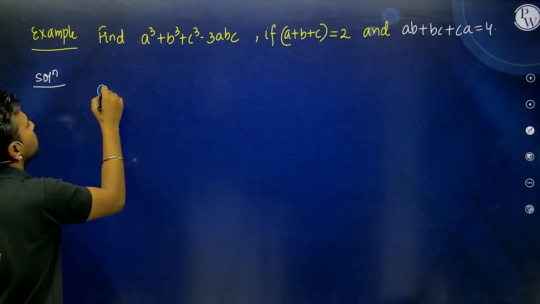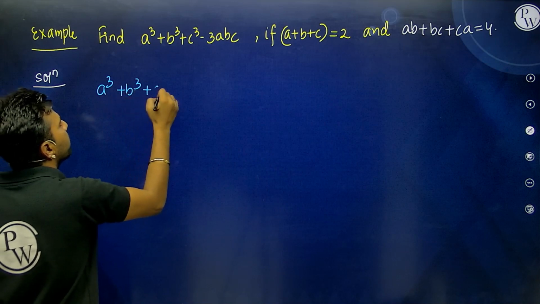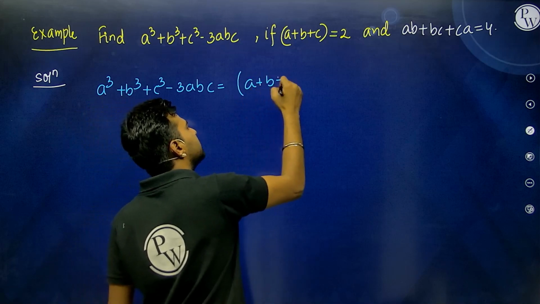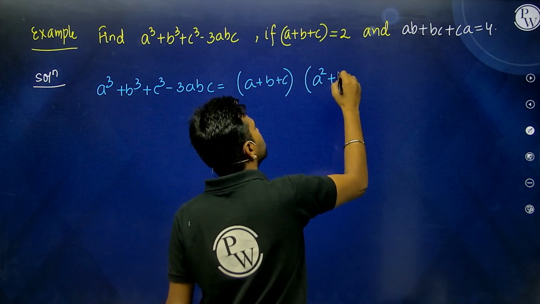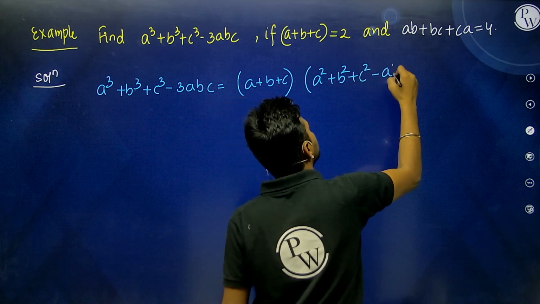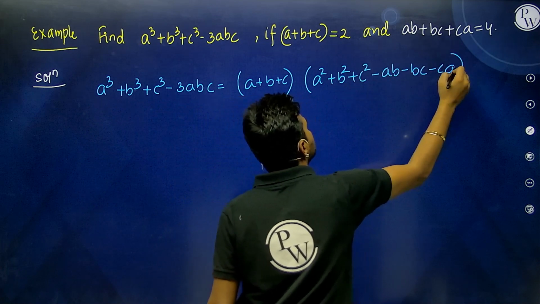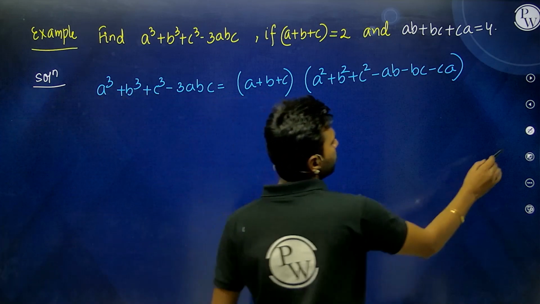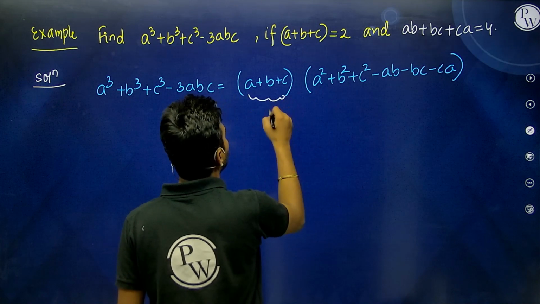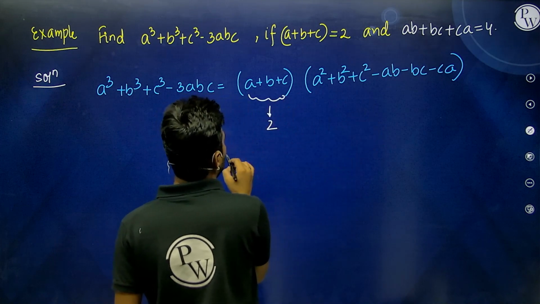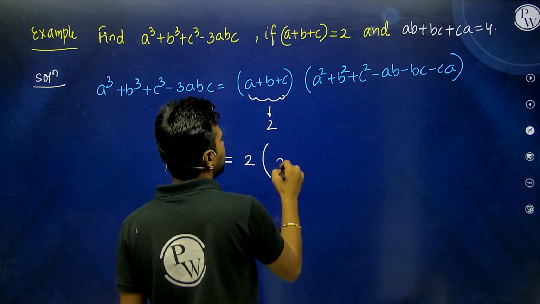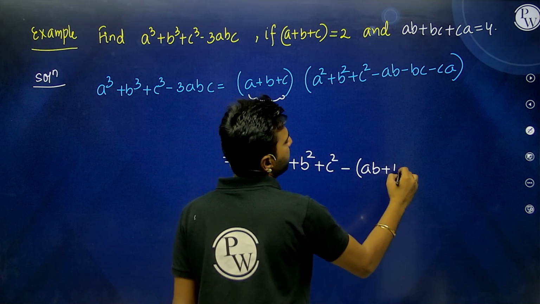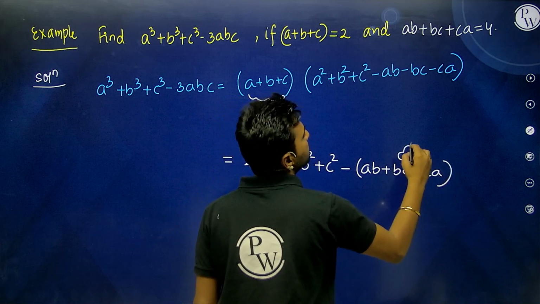So we know the formula in which this particular term comes, that this thing is equal to a plus b plus c times a square plus b square plus c square minus ab minus bc minus ca, kids. Now a plus b plus c I am having, sir. I said okay, this is equal to 2. ab plus bc plus ca is also given to me. I said, okay, let me rearrange it. So I can write down the same thing like this. Taking minus common, it will become ab plus bc plus ca.